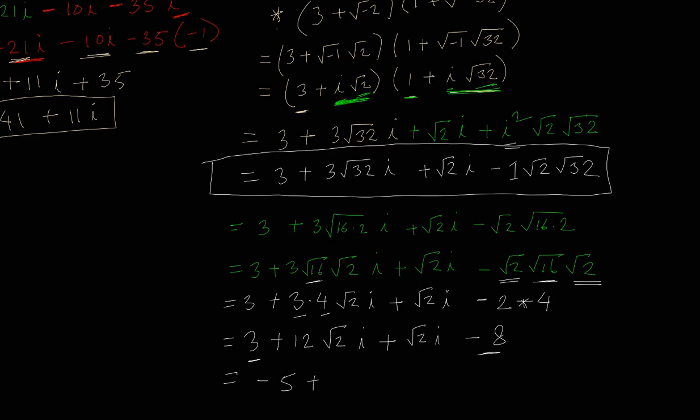Plus, look here guys, what I have, 12 square root of 2 i and square root of 2 i. So 12 square root of 2 and 1 square root of 2. So in total it becomes 13 square root of 2 i. Okay, so that is the simplification. So that is actually our multiplication of two complex numbers. Okay, so that's it for this video. In the next video we are going to learn dividing two complex numbers and also complex conjugates.